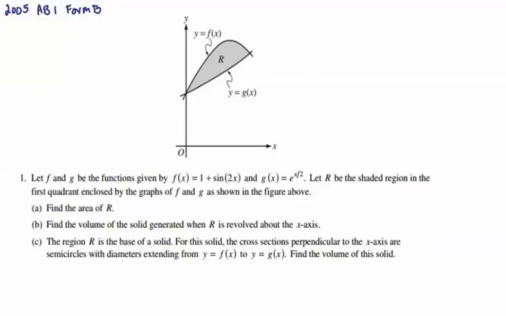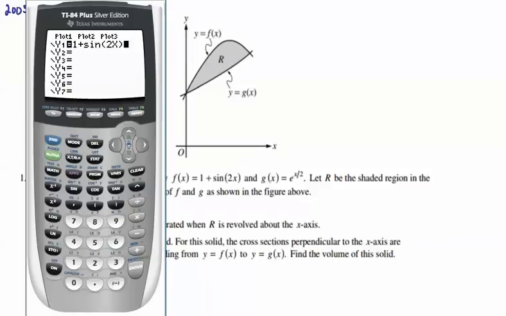The first thing that we want to do is to find the area of R. Before we can do that, however, we do need to find the points of intersection here. So we're going to have to use the calculator to do that. So I'll bring up the graphing calculator. We start off with y1 being 1 plus sine of 2x, and go on to enter y2 is equal to e to the x over 2 power.